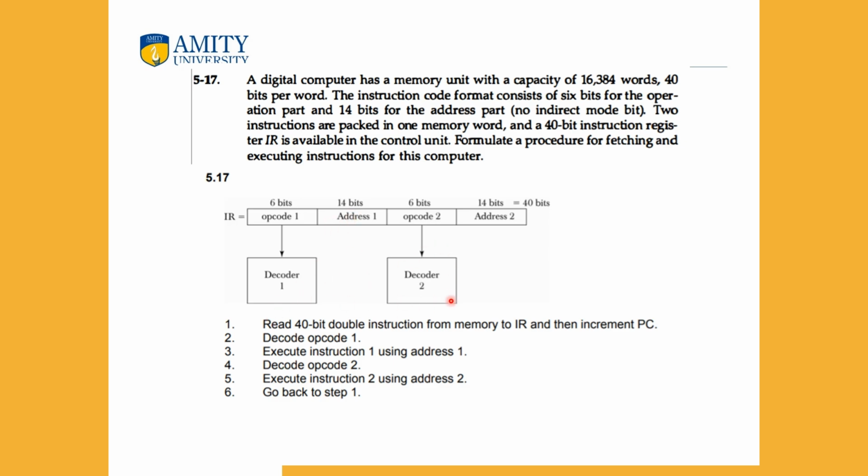Then we will decode the second operation code. We'll find out what the operation is, and then using the operand at address 2, we will execute the second instruction. Finally, we will go back to step 1 and repeat again and again until the halt condition is encountered.